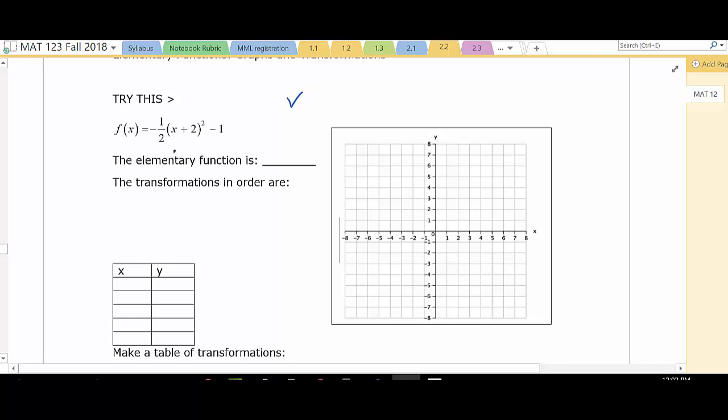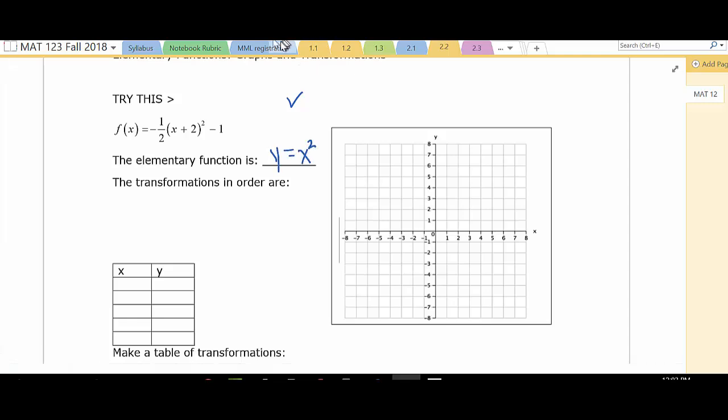So the first thing you want to do is, if I say what's the elementary function on this, do you know what I'm asking? What am I asking? Y equals x squared, right, good. Okay, it's the simple one. You see a square there, so you have y equals x squared.